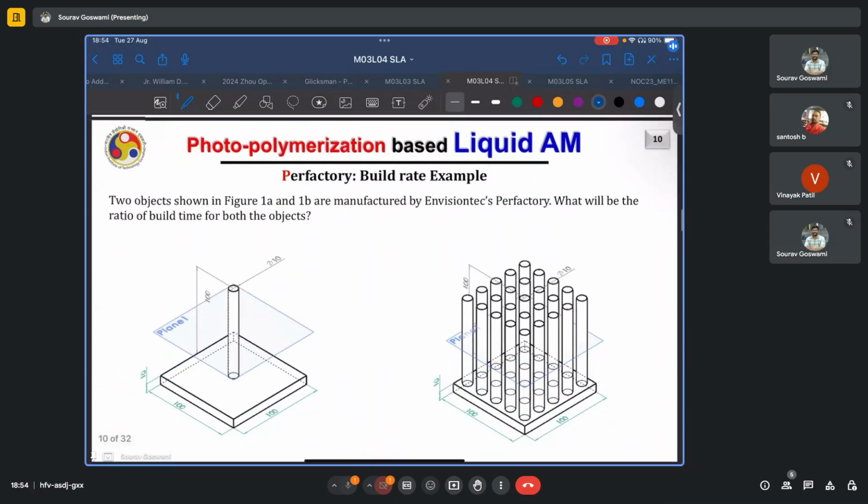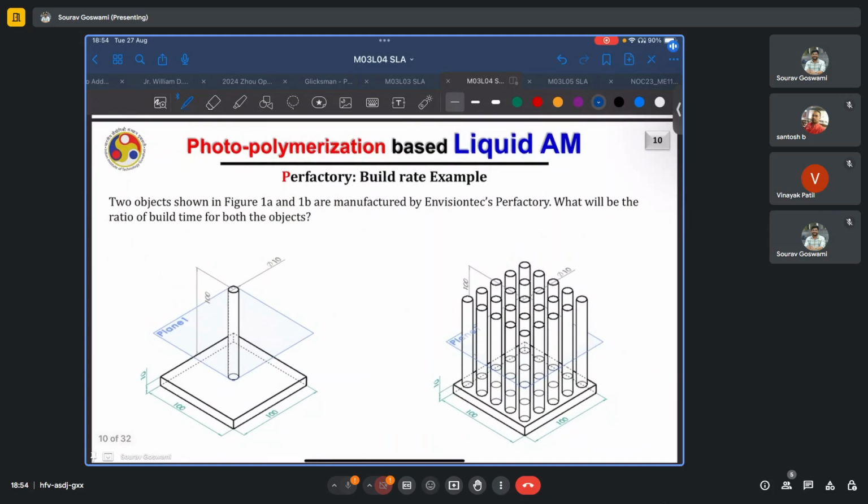The other advantage, as we'll see here, and you might also have a similar question in your assignments, is when we try to calculate the build time using Envision's Perfactory and any other system such as an SLA, and we try to see what will be the ratio of the build times. In here, in the case on the left, you only have one cylinder that you are trying to print. In the other case, you have an array of 25 cylinders.